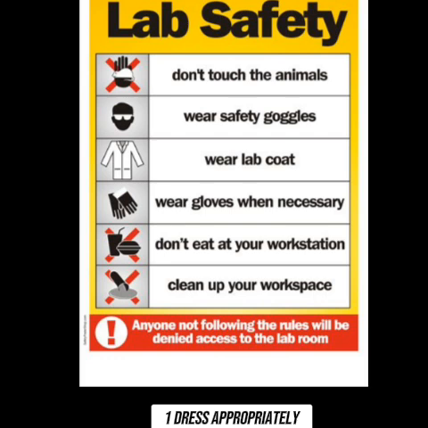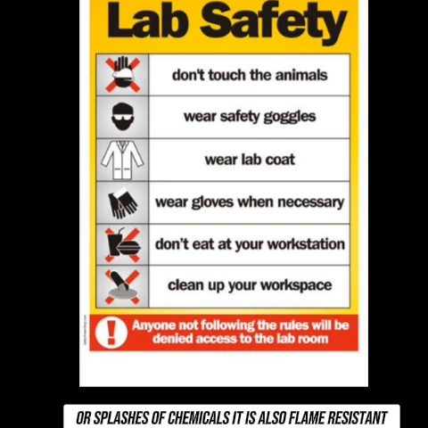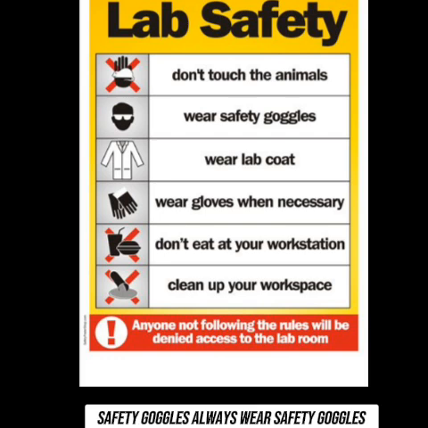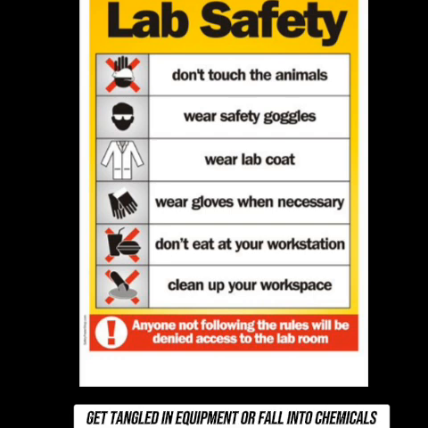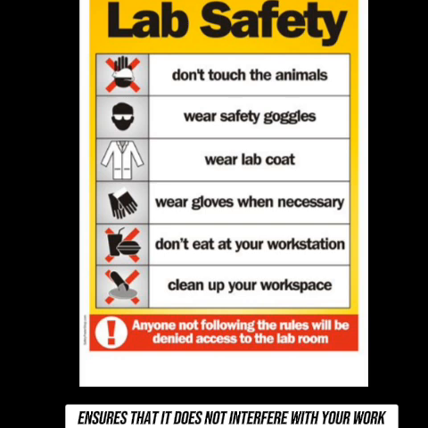1. Dress appropriately. Lab coat protects your clothing and skin from spills or splashes of chemicals. It is also flame resistant, adding an extra layer of safety. Safety goggles. Always wear safety goggles to protect your eyes from harmful chemicals, flying debris, or intense light from experiments. Long hair can catch fire, get tangled in equipment, or fall into chemicals. Tying it back ensures that it does not interfere with your work.